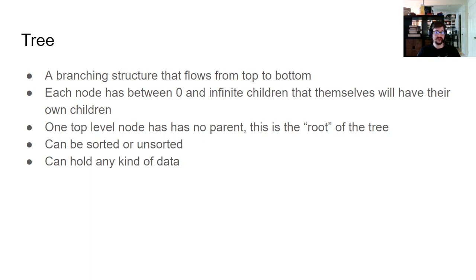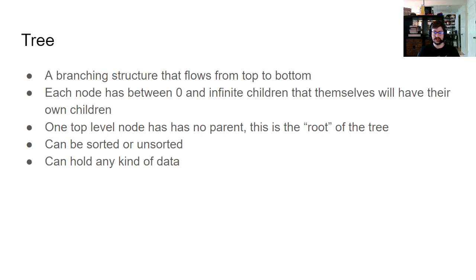Those nodes can have their own children. So trees are kind of like a list that started sprouting stuff off to the side. There's a top level node that has no parent. It can have children. That is the root of the tree. That is the node that we keep track of. We don't generally keep track of all the child nodes. We keep track of that root.